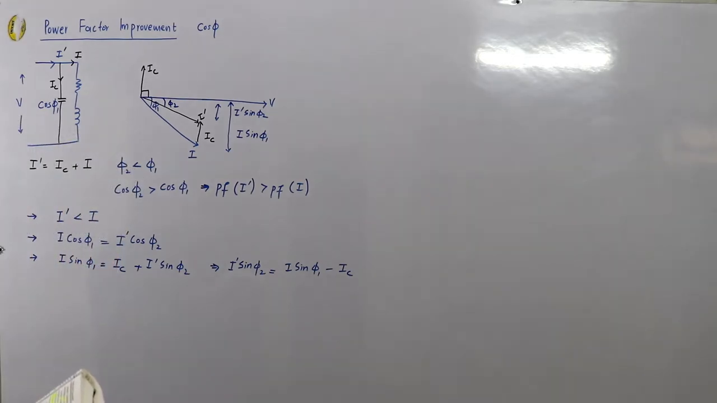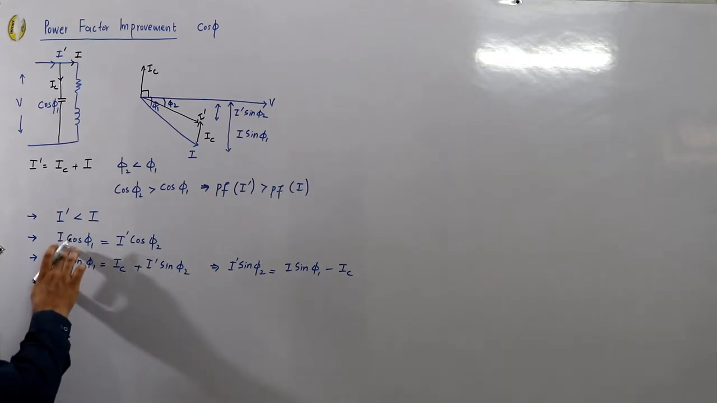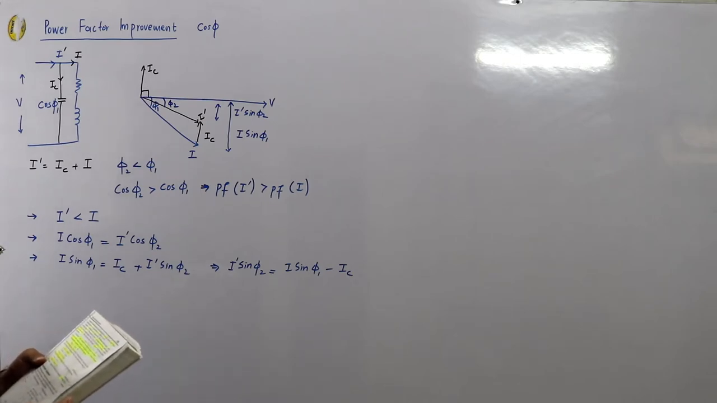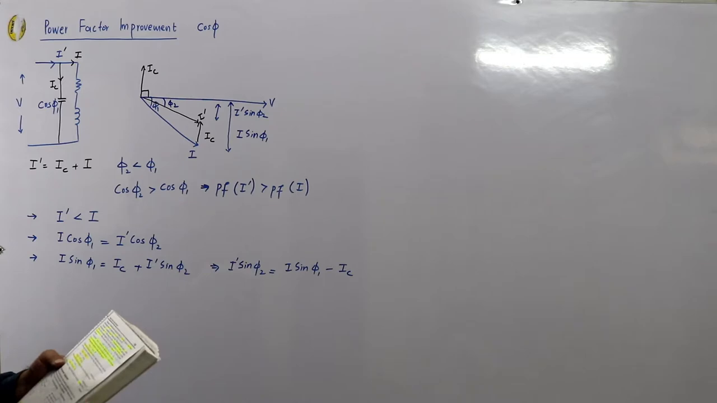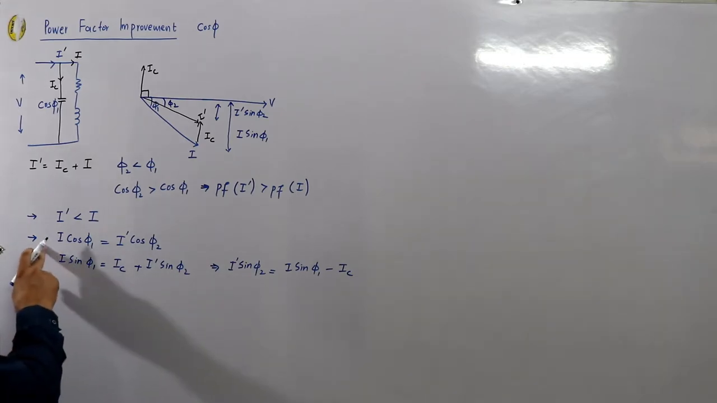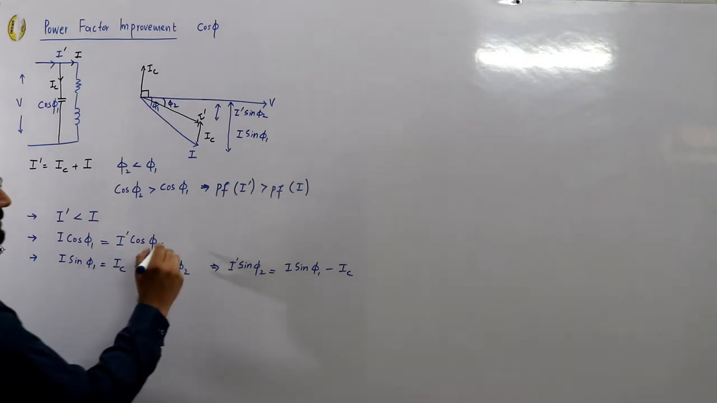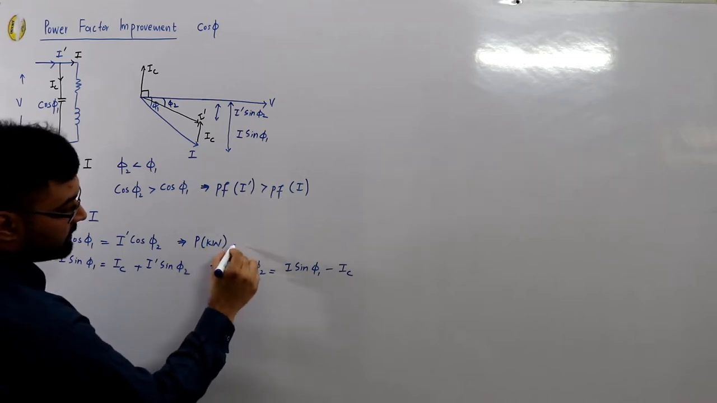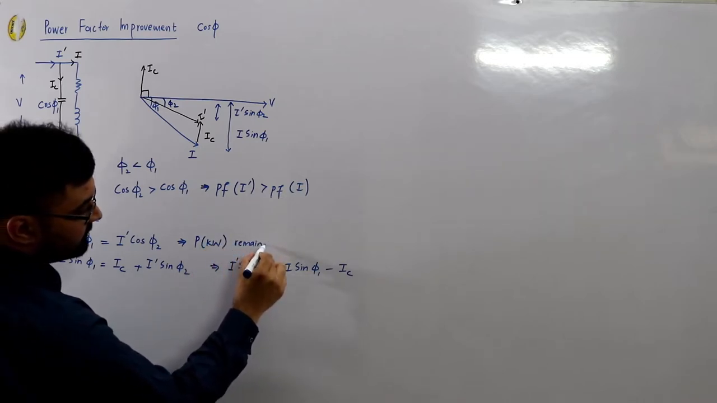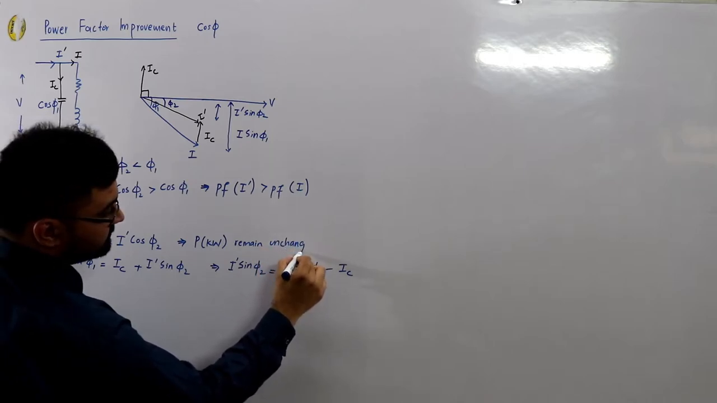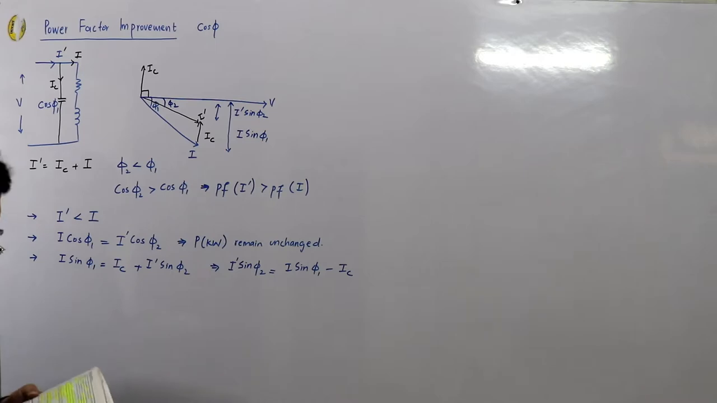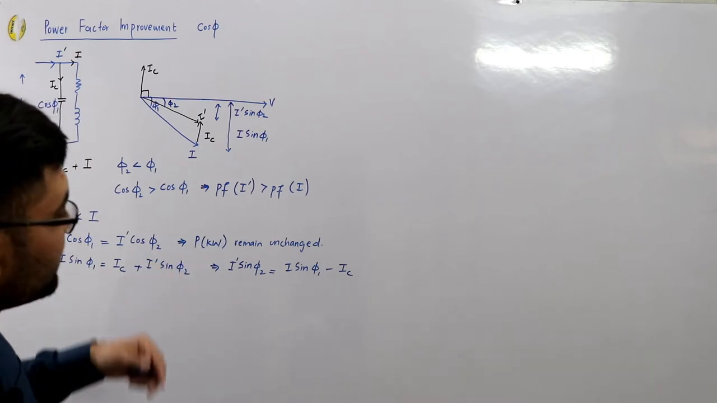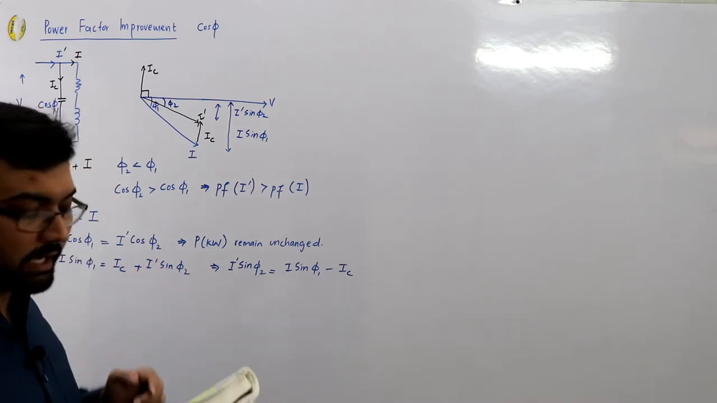Now from here you can say what? If you multiply both sides by V, what would be the case? VI cos phi 1 would be equal to VI dash cos phi 2. This would imply that the power in kilowatts remains unchanged. The active power remains unchanged. Power factor improvement has no effect on the active power, right? Yes.